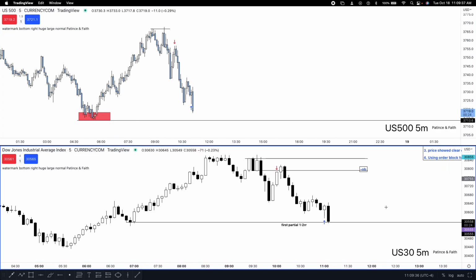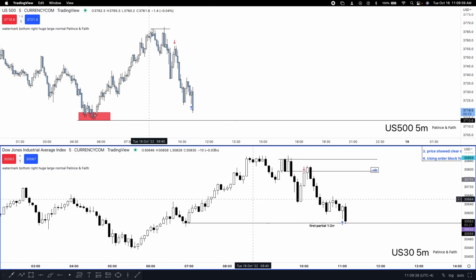I'm using this because I used my SMT divergence when I took this setup, which is something that I'm starting to learn now.